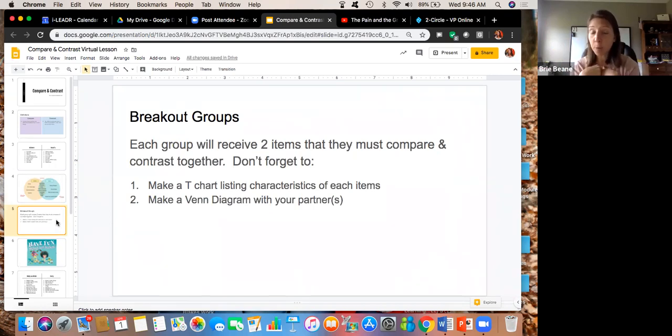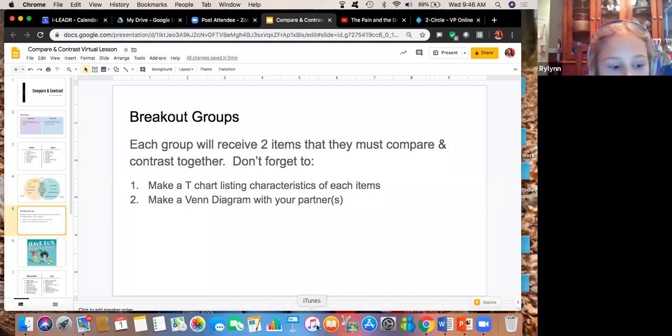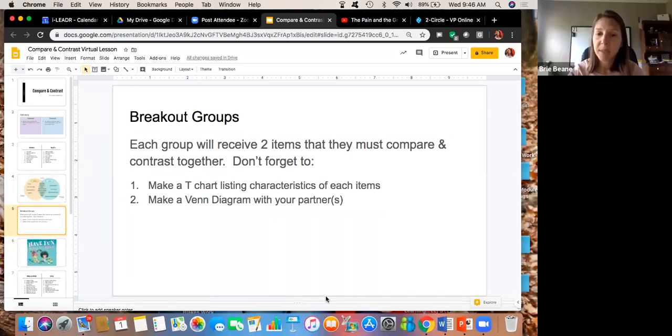And then we're gonna pull back together and we're gonna talk about them, okay? So there's 2 things you have to do. You have to make a T-chart and make a Venn diagram with your partner or partners, okay? And I'm gonna come into the group that you're in after I put you in it, and I'm going to tell you what your 2 items are going to be. All right, so here we go.